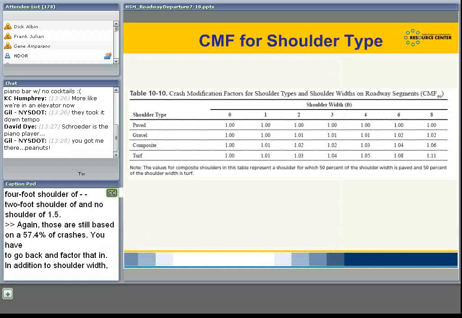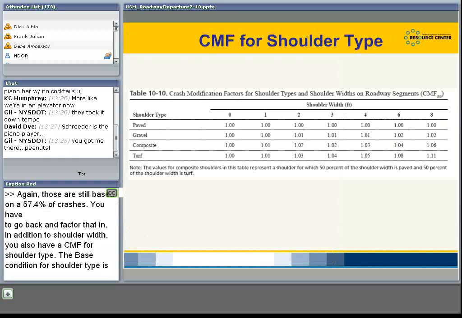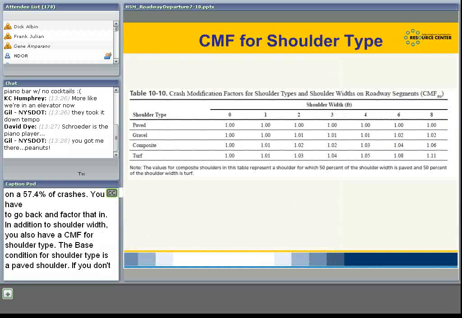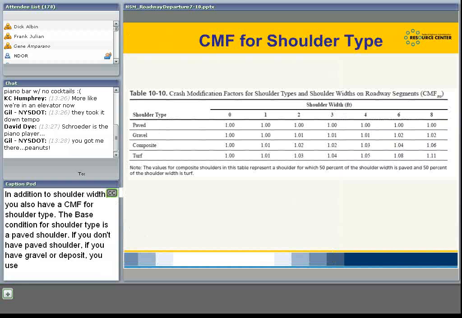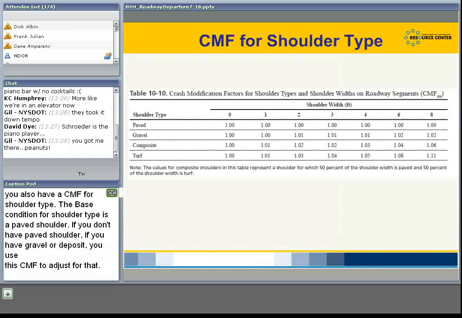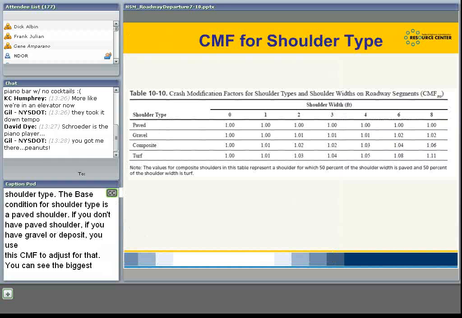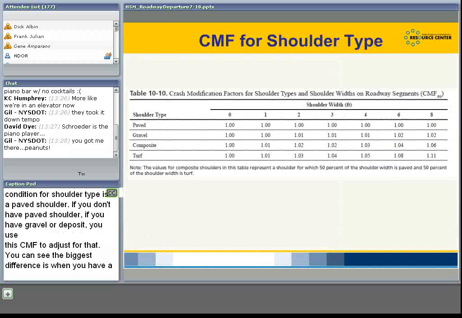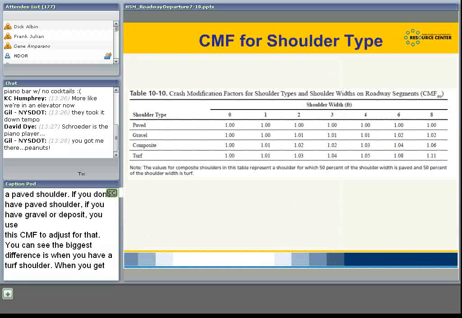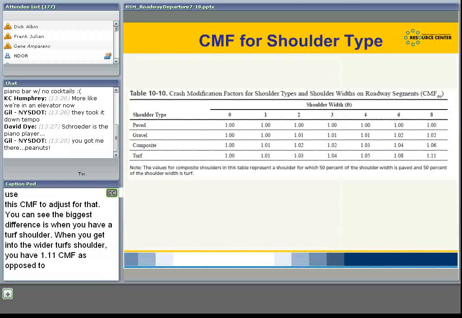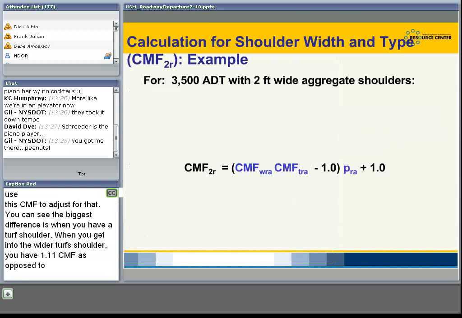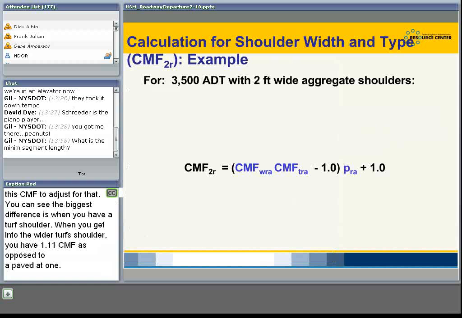In addition to shoulder width, you also have a CMF for shoulder type. So the base condition for shoulder type is a paved shoulder. If you don't have paved shoulders, if you have gravel or composite or turf shoulders, you use this CMF to adjust for that. And you can see the biggest difference is when you have a turf shoulder. When you get into wider turf shoulders, you have a 1.11 CMF for turf shoulders as opposed to a paved shoulder at 1.